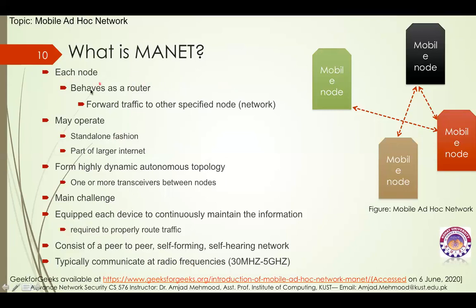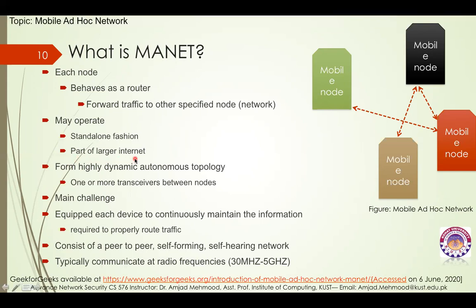So each node behaves as a router. As you know, each node processes its own information and sends the information to the next node. So we call it a router, because we don't have a router available in such networks, because as we said earlier, this is an infrastructure-less network. You don't have any infrastructure available, so each node has to do the job of a router as well. Each node behaves as a router, forwarding traffic to other specified nodes in the network. So MANET operates in a standalone fashion, where each node has to perform its own job and forward the packets of other nodes, or its own packets, to the next node.